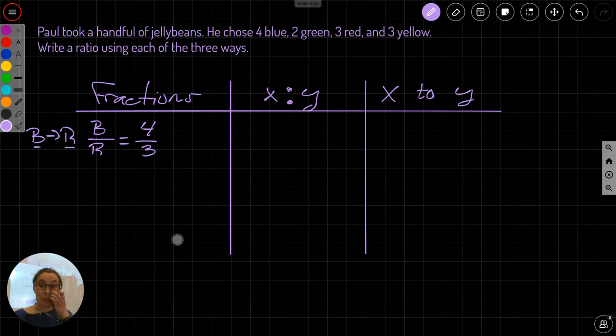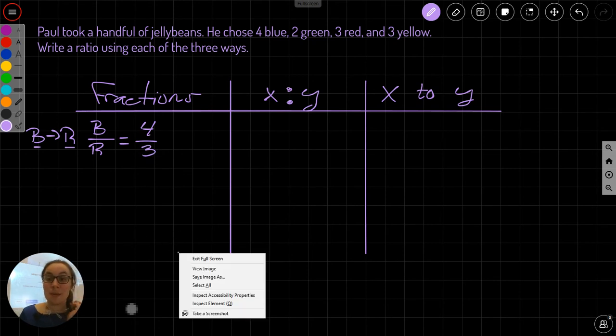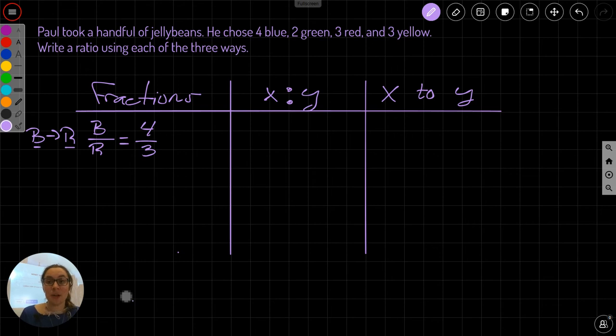And just like when we're dealing with fractions, if we can, we want to simplify. Can we simplify here? Well, do we have any common factors between 4 and 3? No. We do not make improper fractions. We will not write this as 1 and 1/3. No, we will not do that. Because while we can write a ratio as a fraction, there is a bit of a difference between ratios and fractions.